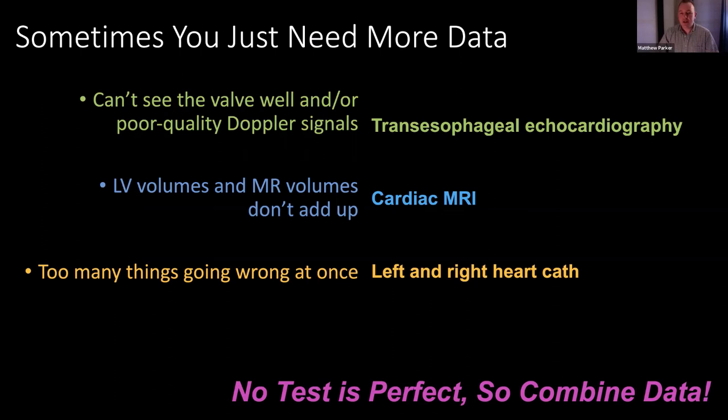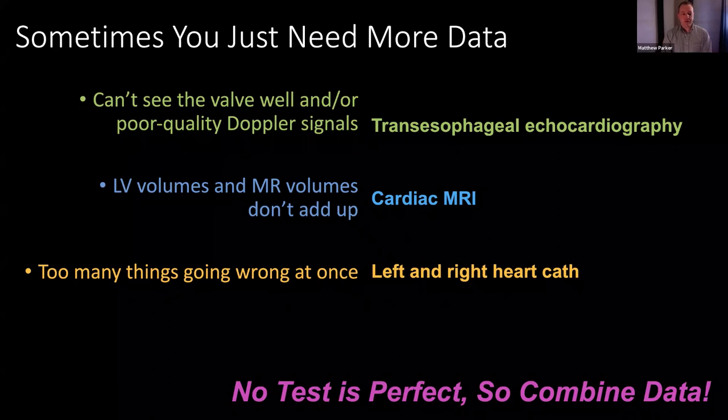Also, at least in my lab, a lot of our transthoracic equipment is older. It's 2D only. Our TEE equipment is 3D, and we get the beautiful 3D that I was showing you when we switched to transesophageal, so that's often helpful. Sometimes your left ventricular volumes, no matter what you do, just don't add up with your MR volume. You just can't explain where all that blood came from if it's leaking out. Cardiac MRI is really the gold standard for volumes and is often helpful.